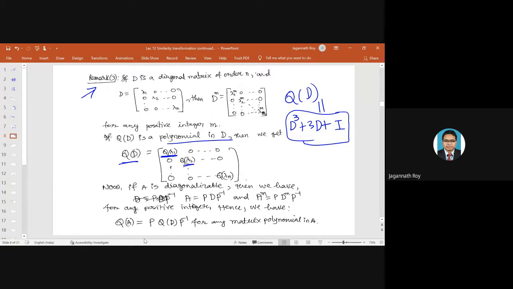So with this notation, if A is a diagonalizable matrix, then we have this relation. We already know it will be satisfied. Similarly, for q of A, a polynomial in A, we just substitute q of D. We'll discuss one example; then this idea, this theorem will be clear to you.